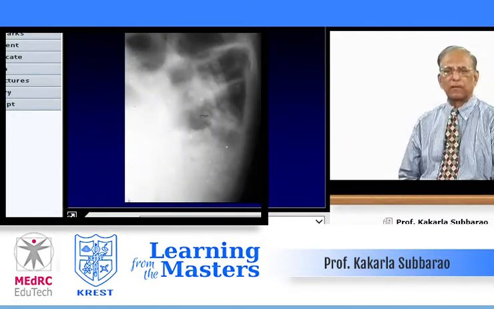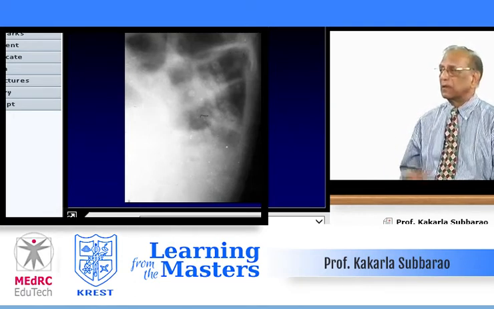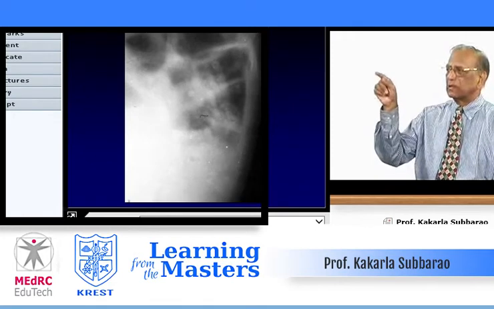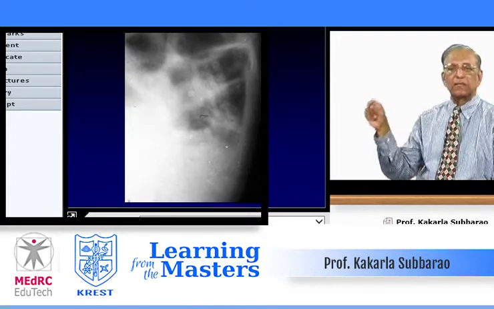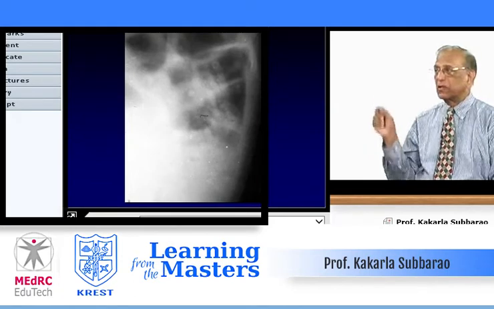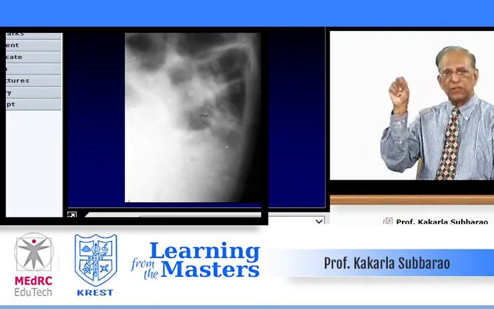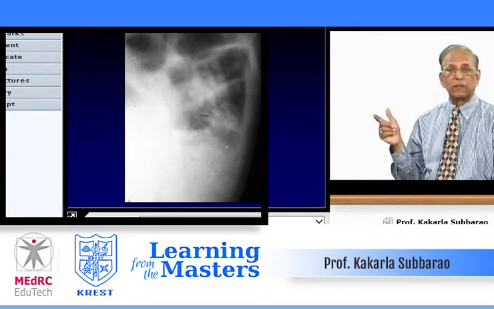In children, ascariasis is common all over the world. It is one of the common parasites. On the plain film, you can see round and cylindrical types of densities through the gas-filled intestines. Occasionally, you may even see a lucency in the center of that cylindrical density. That is the alimentary tract of the worm. That means the worms are still living and kicking and swallowing some air. That's how you outline this.